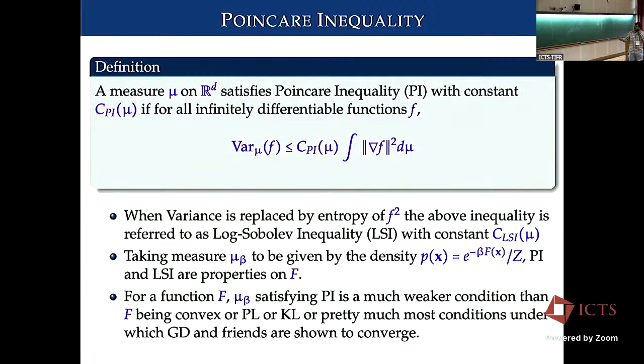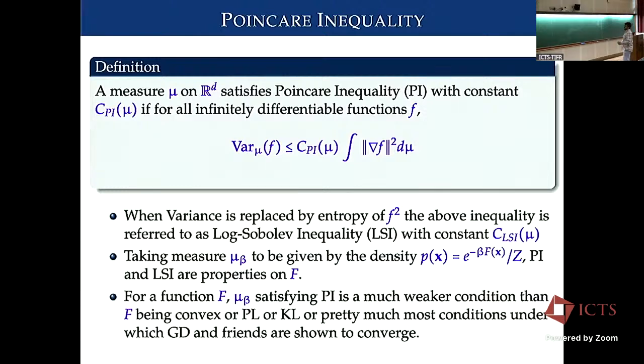What we are going to be interested in is taking this mu to be mu sub beta, where mu sub beta has exactly the density given by the Gibbs distribution. So you have our capital F, and the Gibbs distribution with respect to capital F at temperature beta is going to be mu sub beta. We're going to look at the cases where mu sub beta satisfies these Poincare inequalities, and how this is connected to optimization.